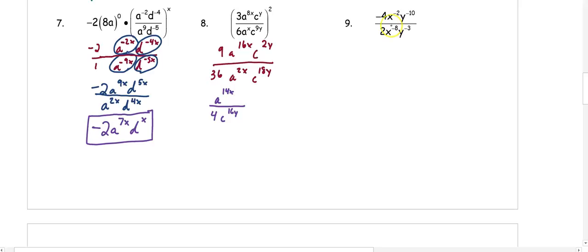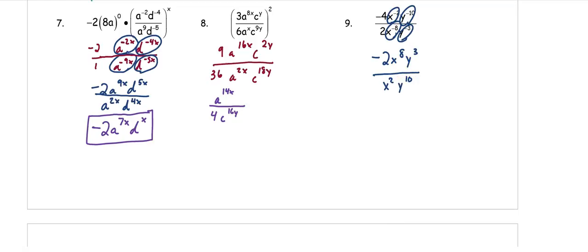Last one, number 9. I can reduce -4 and 2 to just -2 in the numerator. I don't need a 1 in the denominator. I'm going to move anything that has a negative exponent. So x, y, y, and x are going to switch parts of the fraction. So I'm left with -2 x to the 8th, y to the 3rd, over x squared y to the 10th. So when I subtract my exponents, the x's subtracted leave us -2 x to the 6th. And when I subtract my y exponents, 10 is larger, so y to the 7th in the denominator.